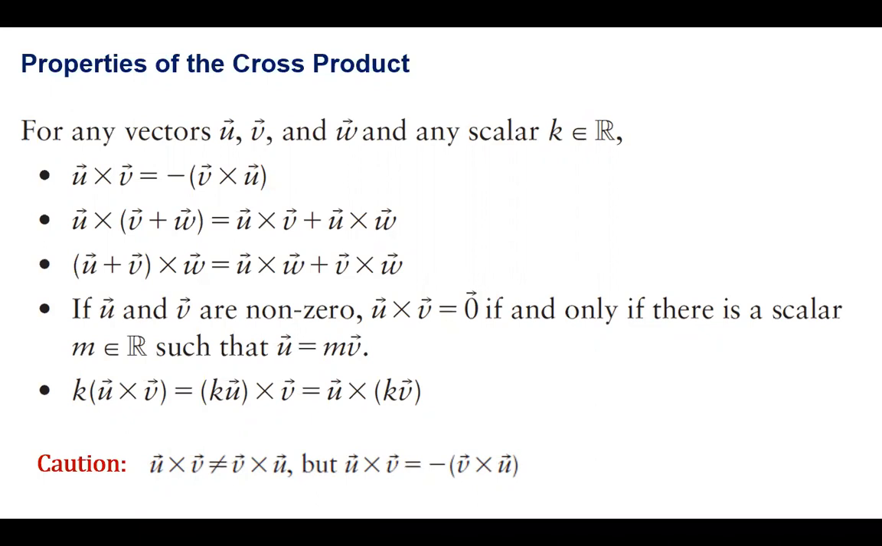Okay, last, the scalar k times the cross product of u and v equals (ku) cross v, which also equals u cross (kv). So the position of the scalar k is very flexible, right?